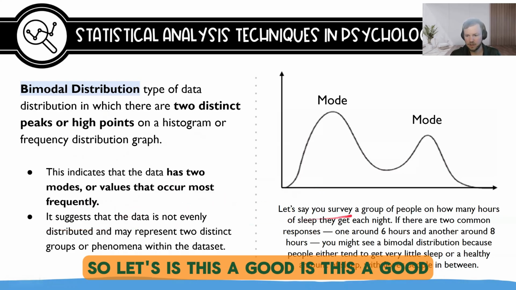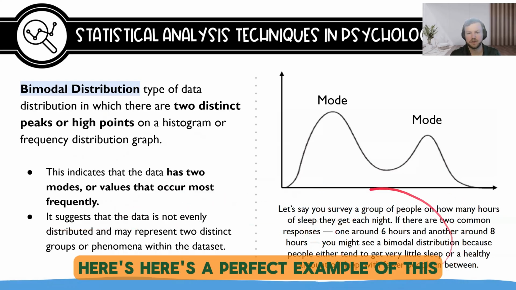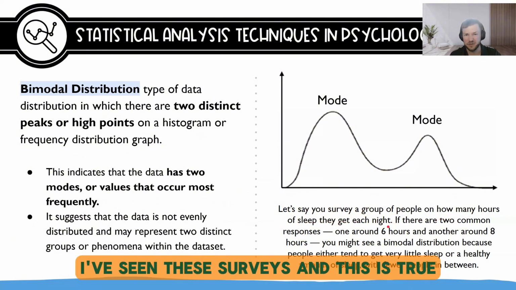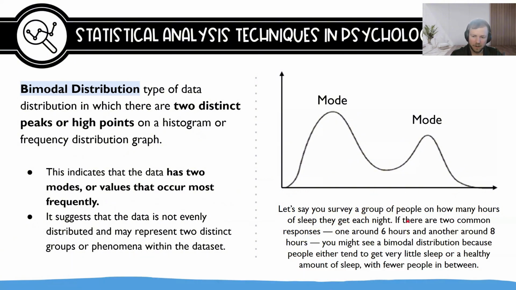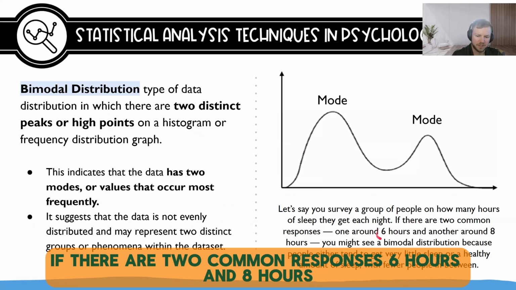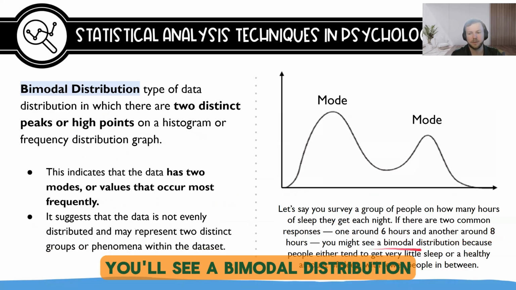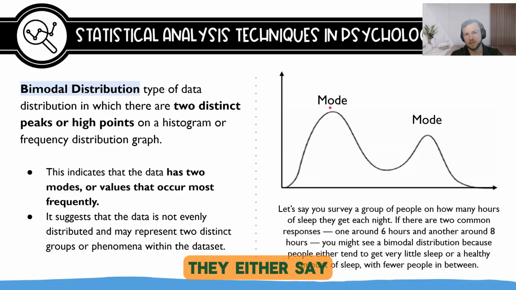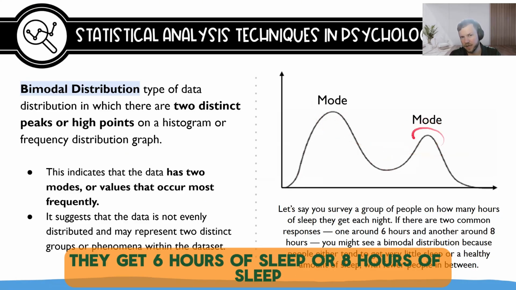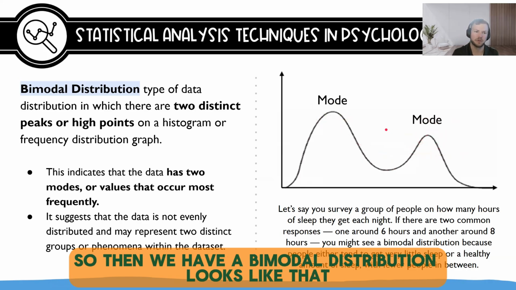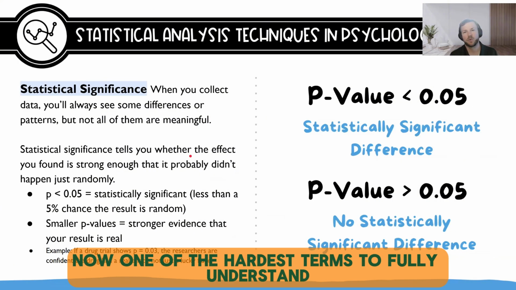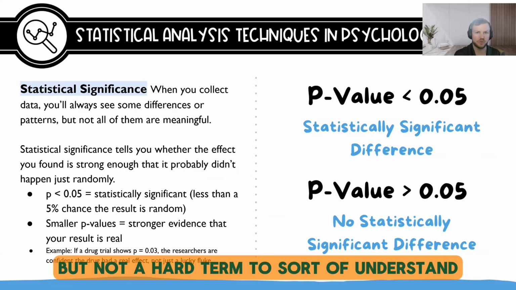So here's a perfect example of this. Let's say you survey a group of people on how many hours of sleep they get each night. I've seen these surveys, and this is true. If there are 2 common responses, 6 hours and 8 hours, you'll see a bimodal distribution. Nobody says they get 7 hours of sleep. They either say they get 6 hours of sleep or 8 hours of sleep. So then we have a bimodal distribution. It looks like that.